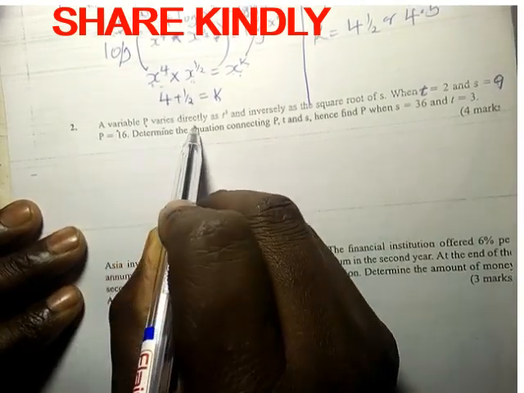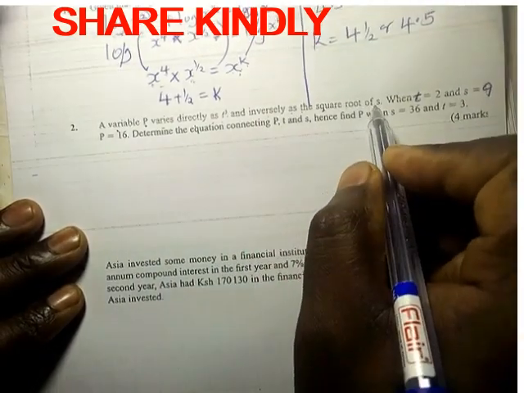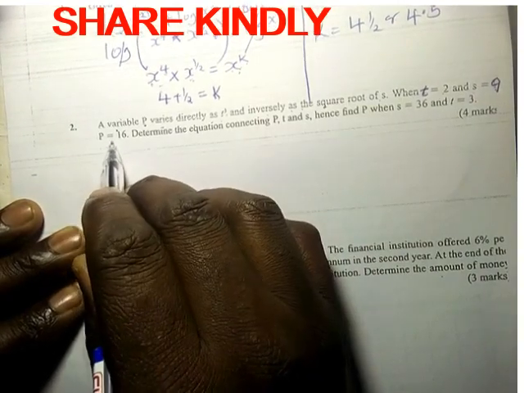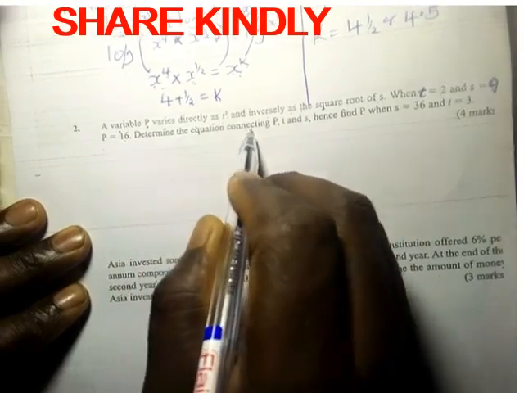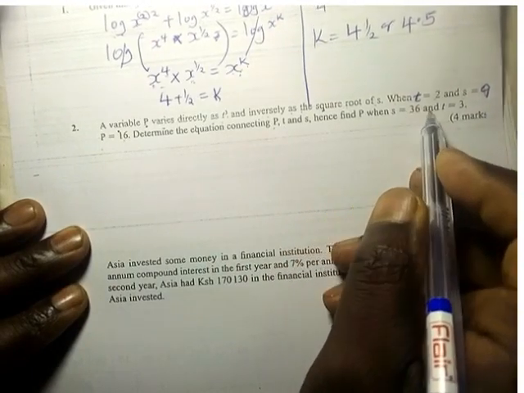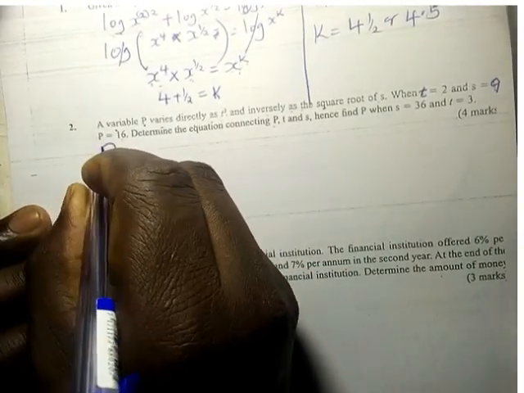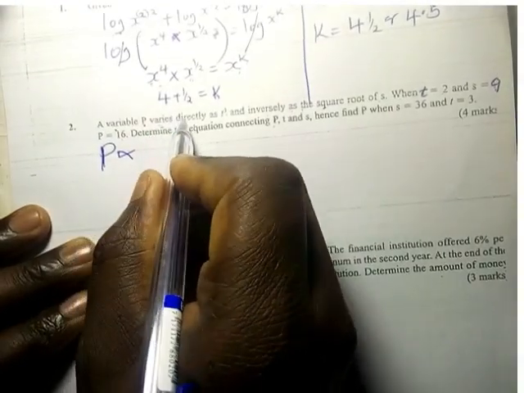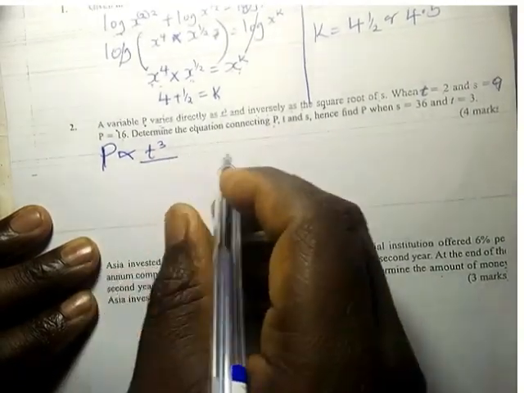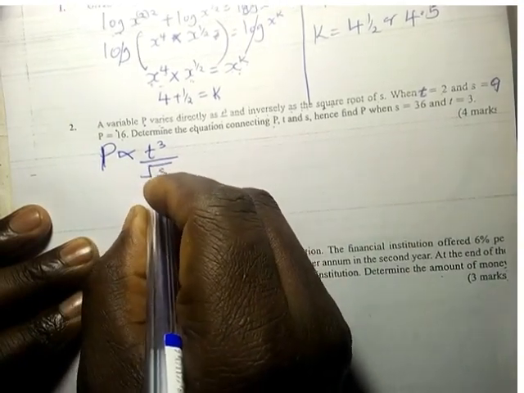A variable p varies directly as t cubed and inversely as the square root of s. When t is equal to 2 and s is equal to 9, p is equal to 16. Determine the equation connecting p, t and s. Hence, find p when s is equal to 36 and t is equal to 3. So p varies directly as t cubed, and inversely, we divide, as the square root of s.